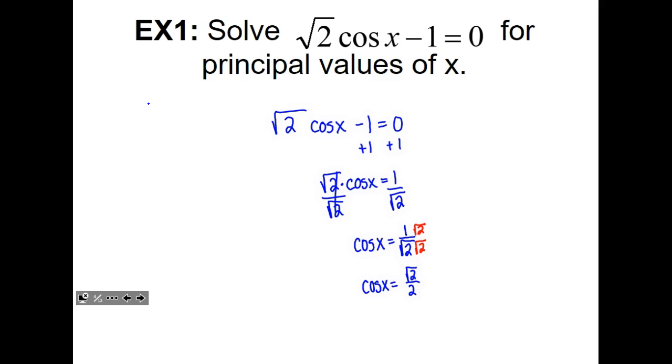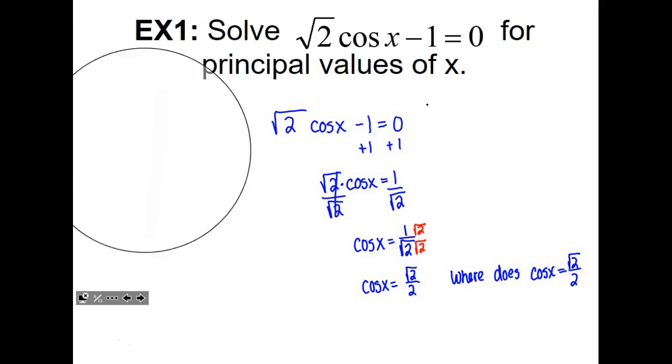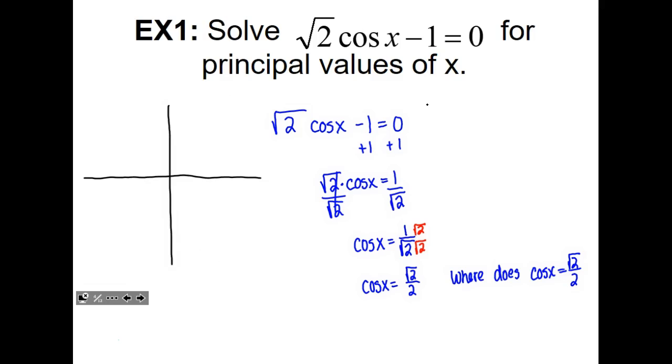So now what we would do is we do cosine inverse. But what cosine inverse does, it says, where does cosine x equal the square root of 2 over 2? Now, it said principal values. So, for cosine, our principal values are the first and second quadrant. So, where does cosine equal square root of 2 over 2?